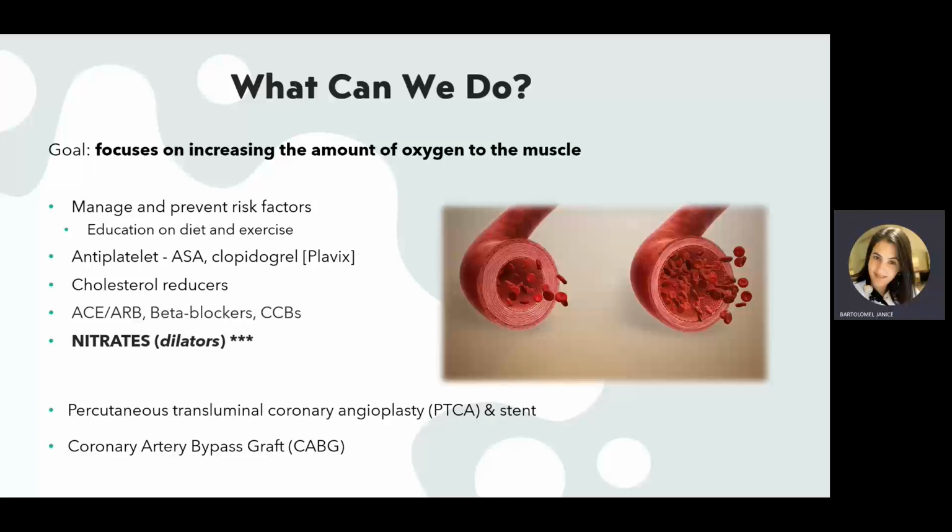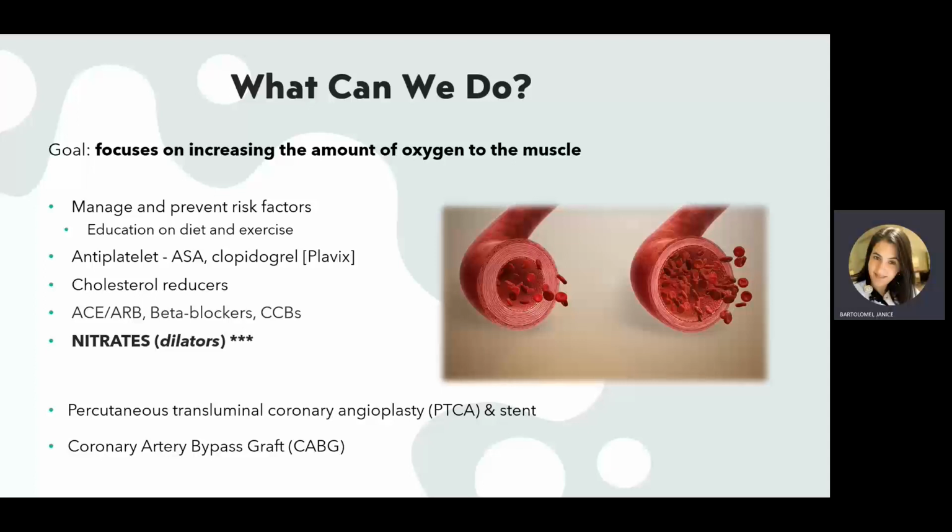So the first thing we've got to do is prevent those risk factors that lead to arteries being narrow. So a lot of education on diet, on avoiding saturated fats, lowering your bad cholesterol, increasing your good cholesterol, lowering your triglycerides, as well as exercise. Managing your diabetes, avoiding smoking, alcohol, obesity, etc.